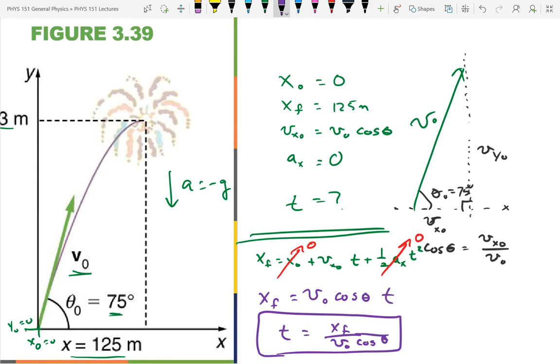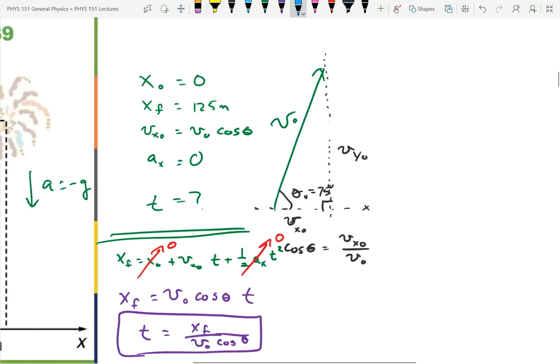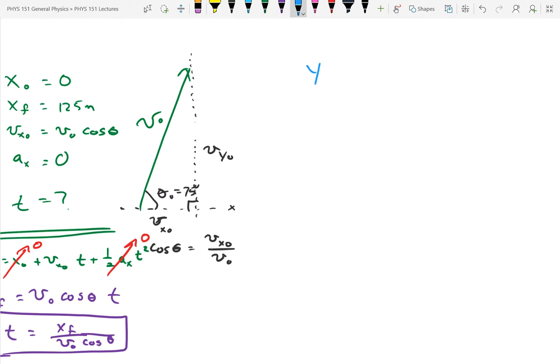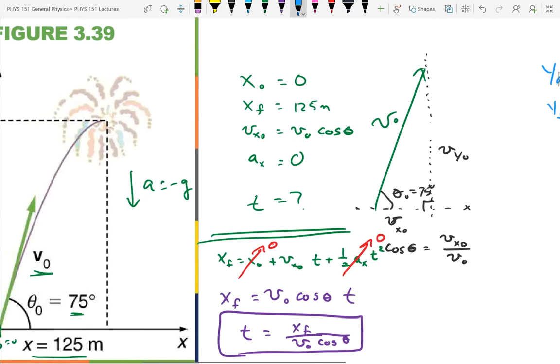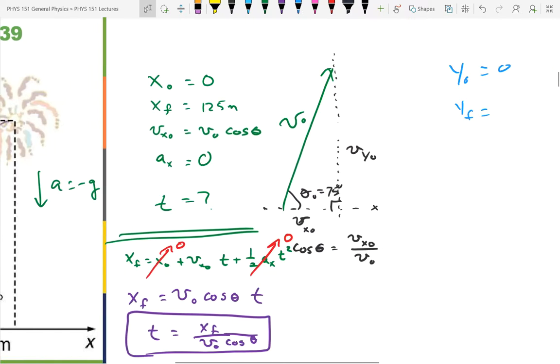Now I will go to the y direction. So I have to do the same type of work, but now for the y component. What was it? 133, 233.